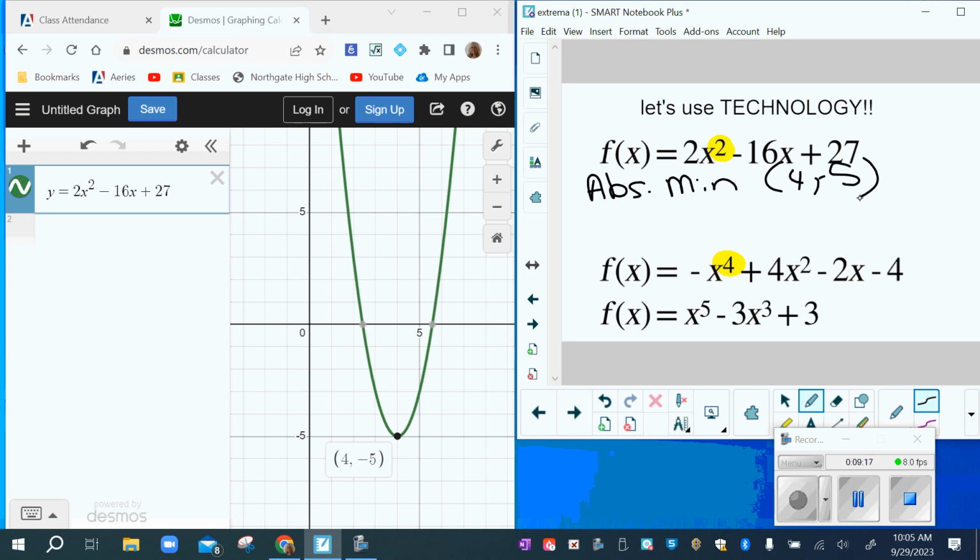Okay, the next one's a little tricky. Can you please put the next one into your calculator, and you're going to be looking for 3 magical points because this is to the 4th, so we're going to drop down 3. So I want you to look for those 3 magical points, right?